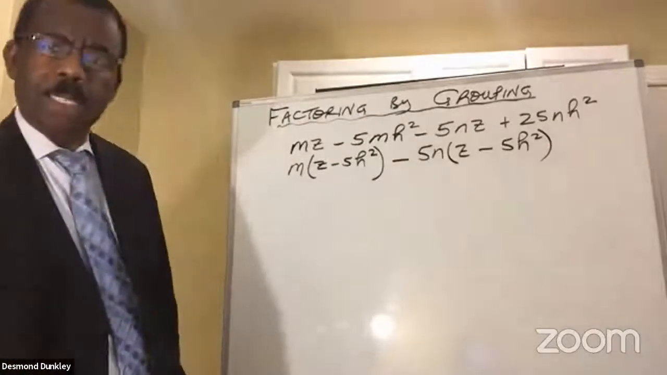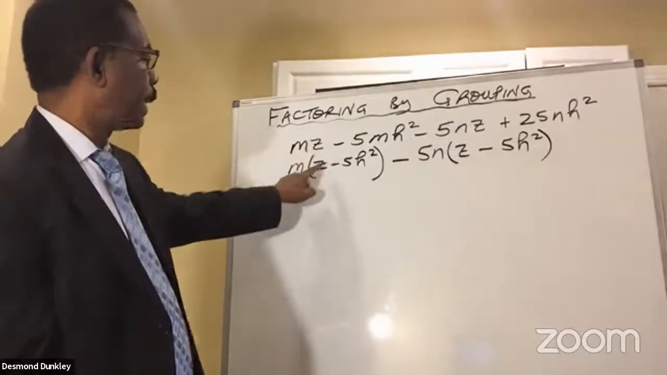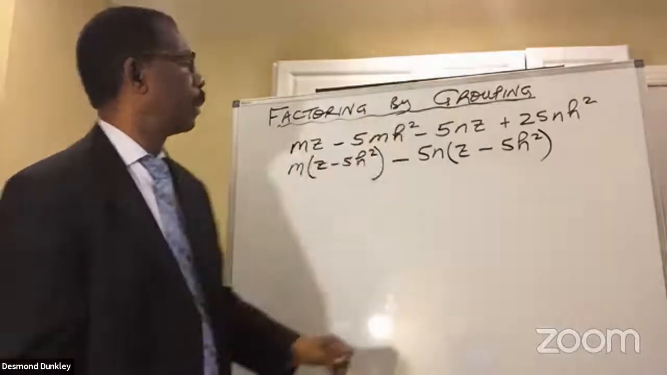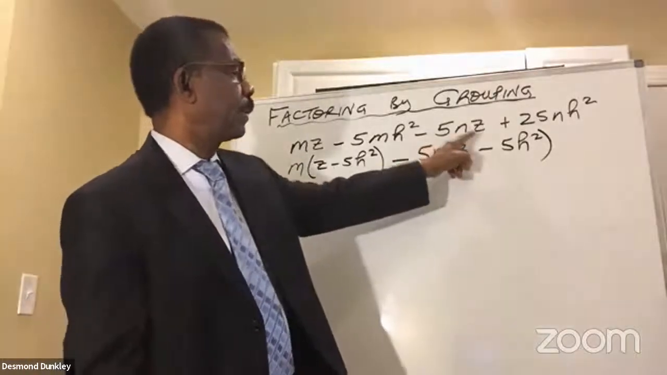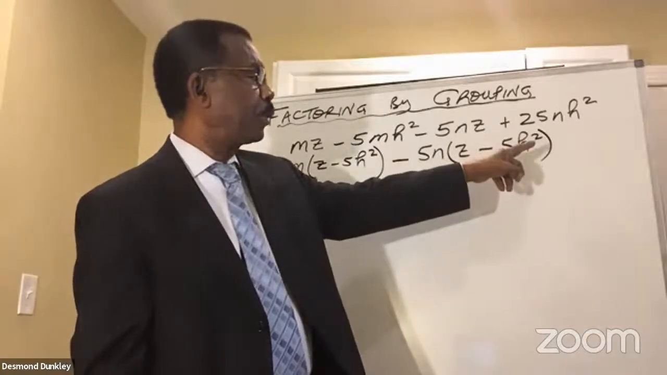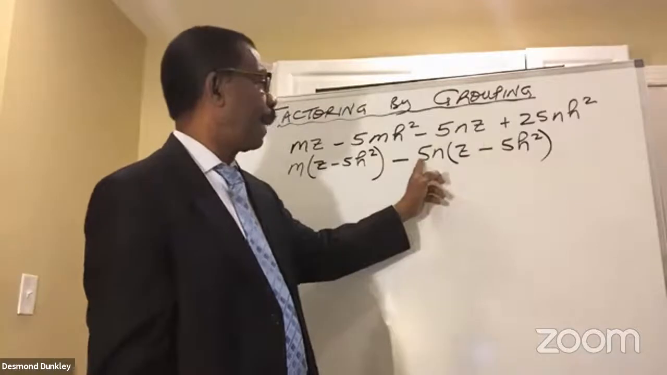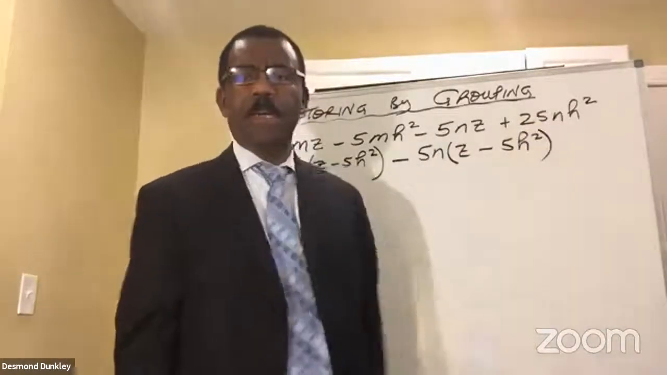Let's double check. M times z, mz. M times negative 5h squared, negative 5mh squared. Negative 5n times z, negative 5nz. Negative 5n times negative 5h squared. Negative times negative is positive. 5 times 5 is 25. nh squared. There it is.